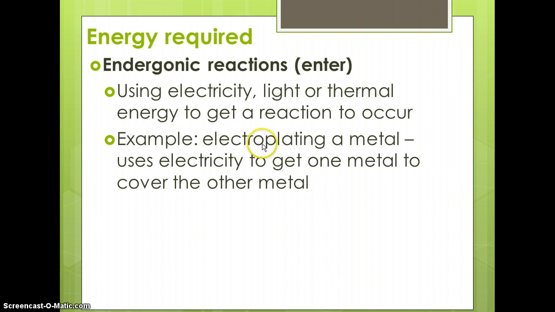An example, electroplating a metal. Basically what they do is they take a metal, something like aluminum, and they're going to add electricity to it, and it's going to provide the energy needed to keep the two metals together. Kind of like a rust protection coating. So we're going to use electricity to keep one metal stuck to the other metal.